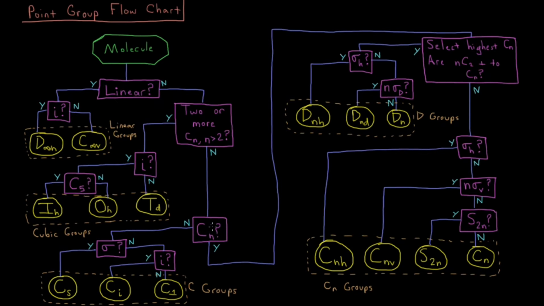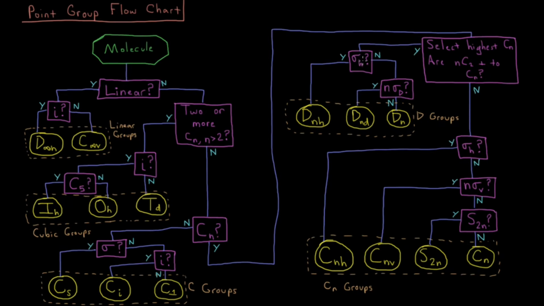Okay, and then if it does have a Cn, then we're at the part of the flowchart which corresponds to most molecules that aren't C1. They're going to fall in somewhere in here. So we select the highest Cn, and we ask, are there n C2s which are perpendicular to that Cn? So if that Cn is a C6, for example, are there 6 C2s perpendicular to that Cn, as there are in benzene? If the answer to that is yes, then it's going to be a dihedral group, one of the D groups. If it does have those C2s, then we ask, does it have a sigma h?